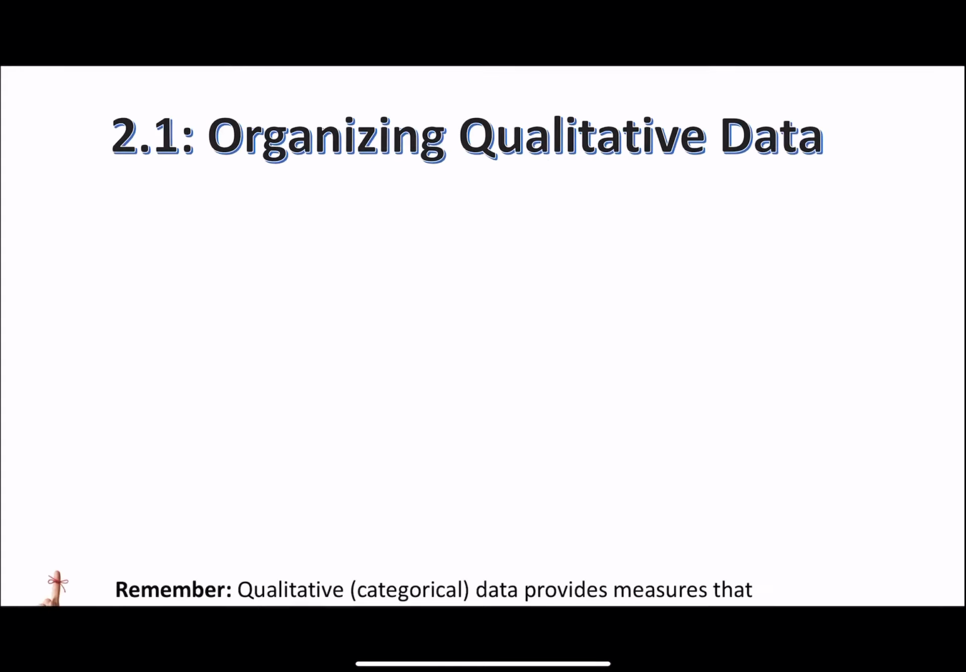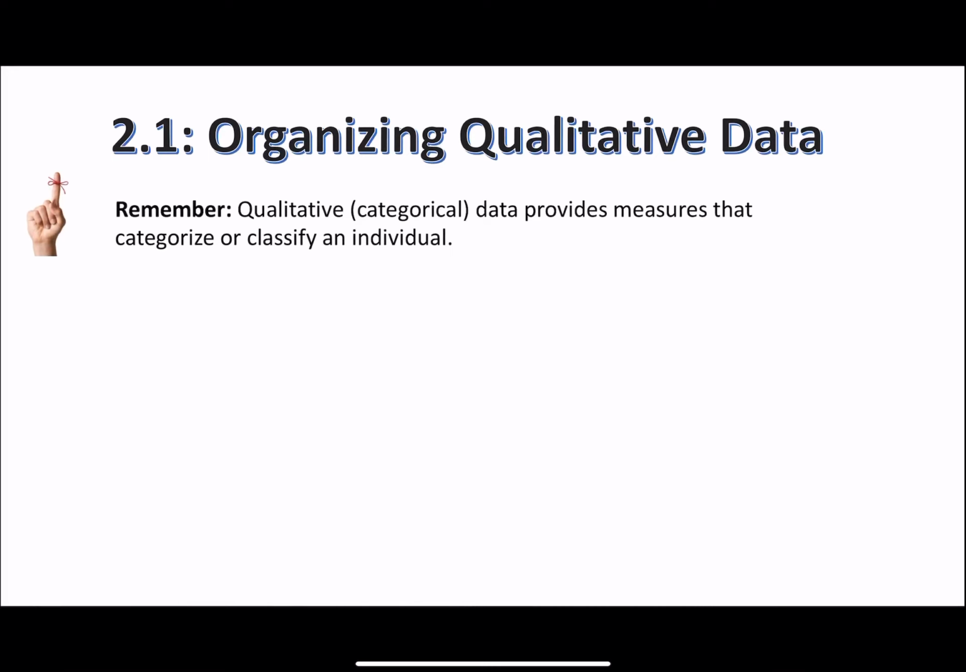So first, as a reminder, qualitative or categorical data provides measures that categorize or classify an individual. Remember, these are things that are non-numerical, or if they are numerical, it's not numbers we're going to do math with. So it would be things like a zip code, or your address, or phone number. Those would be categorical things because it may be numbers, but you're not going to be doing math with it.